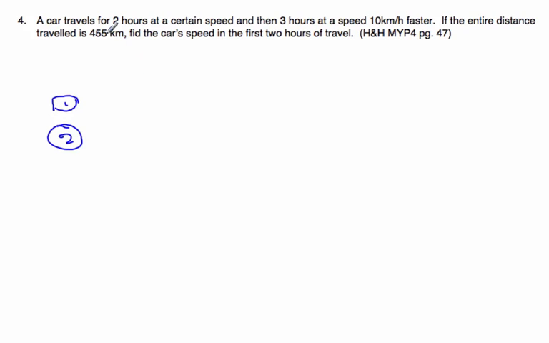A car travels for 2 hours at a certain speed, so we'll have the speed. Let's call it S. And let's have time as well, time in hours. So for 2 hours it goes at S, and for 3 hours it's going to be 10 faster, so S add 10.